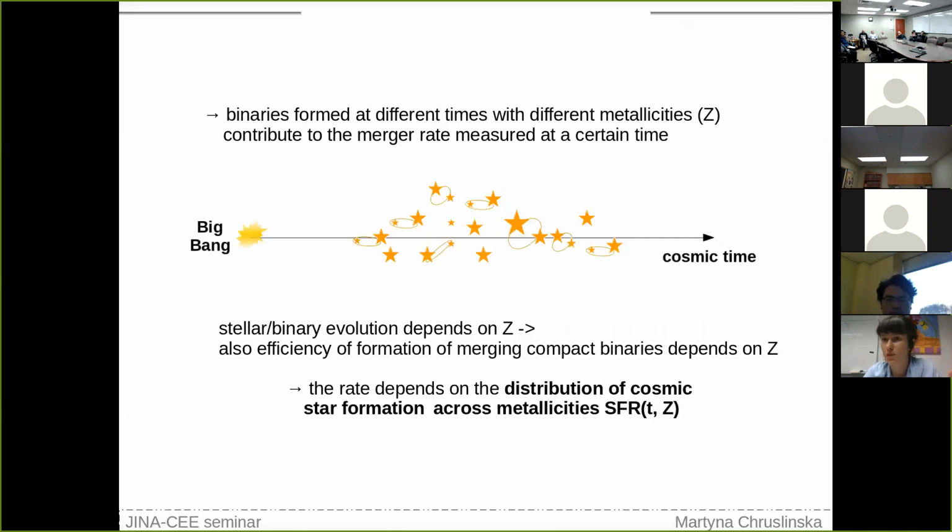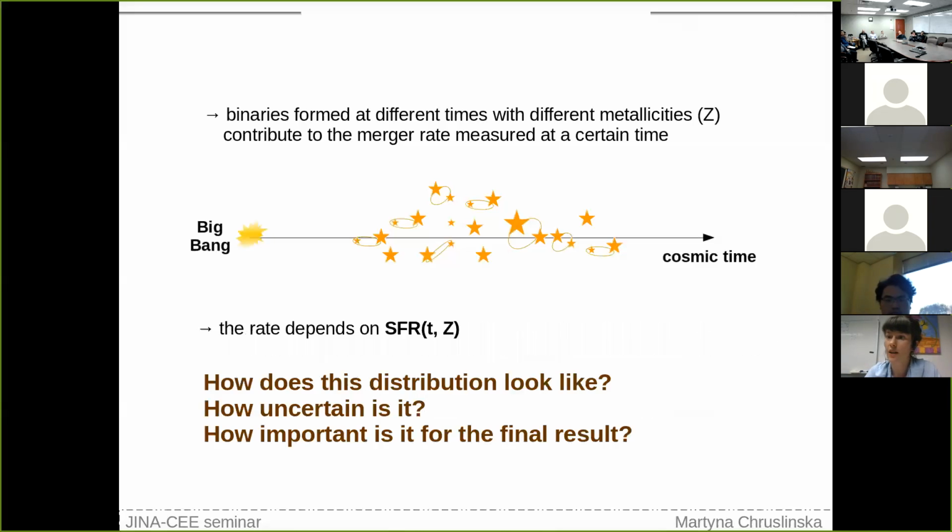Which means that what we really need to know is how the cosmic star formation is distributed at different metallicities. Not only how many stars are forming at a certain moment, but also at what metallicities. And then we can ask several questions. Particularly relevant is: what does this distribution look like and how uncertain is it? And finally, how important is it for the final result, for the rate estimate?